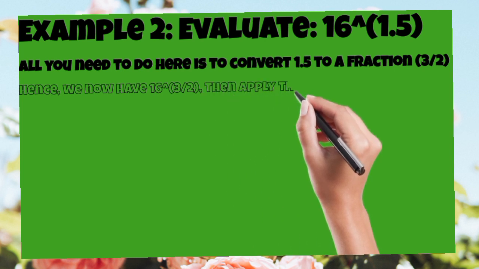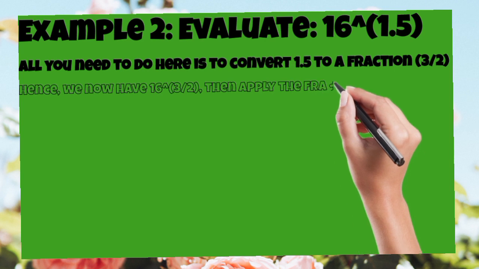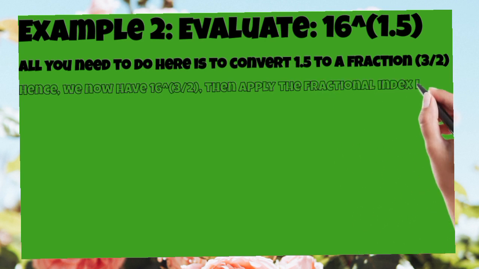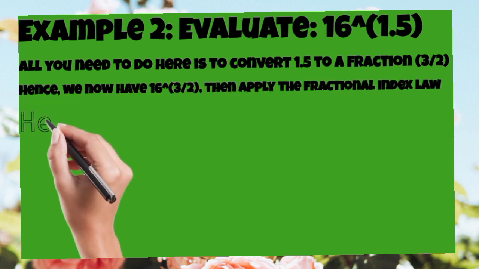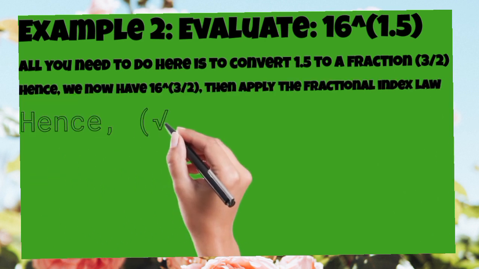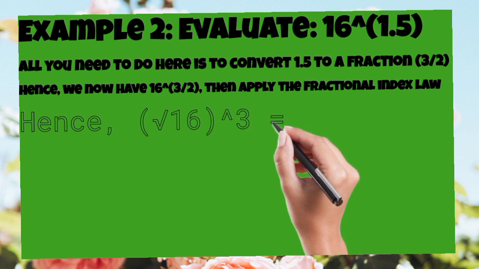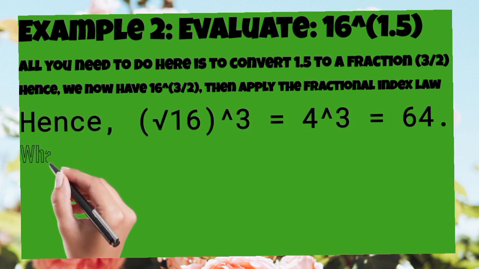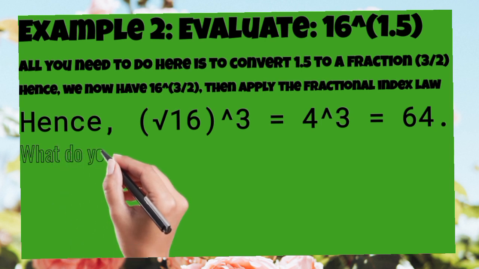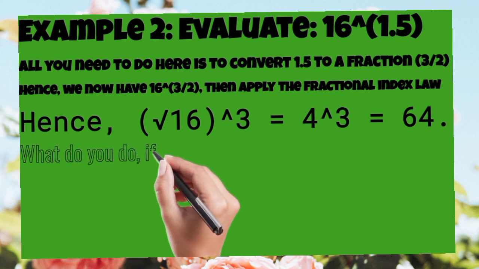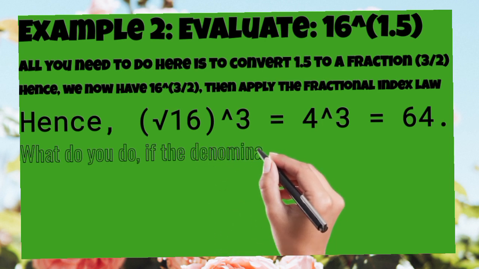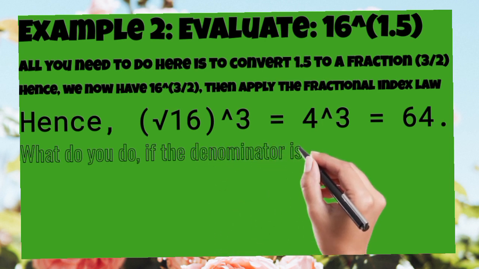2 determines the degree of the root. 3 is the power to which it is raised. So for example, we have the root of 16, to the power of 3 at the end of the day, because the root is 2, raised to the numerator of 3. So you have 4 to the power of 3, which is equal to 64.